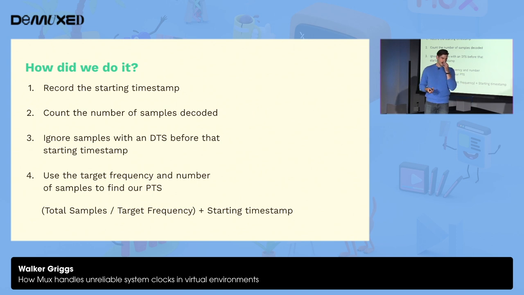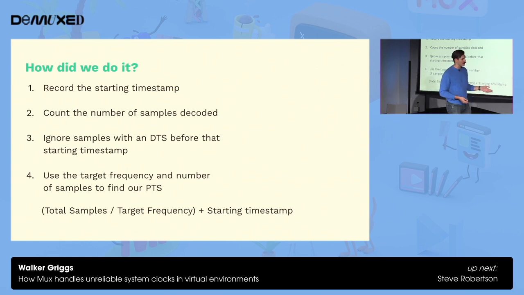The first thing we would have to do there is just draw a line in the sand. Any packet with a DTS, a decode timestamp, before that line in the sand, well, we can just ignore that. That's from before. That's something that pulse has buffered for us. And then any sample we do care about, well, we can just count those and then start to drive the DTS. So if we know that our target frequency, for example, is 48 kilohertz or 48,000 hertz, and we've already decoded 96,000 samples, that means we're 2 seconds into the live stream.